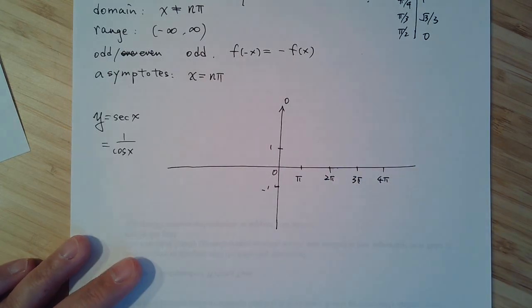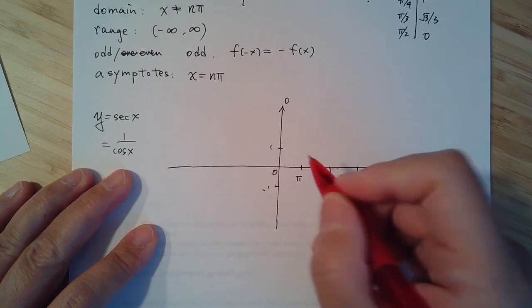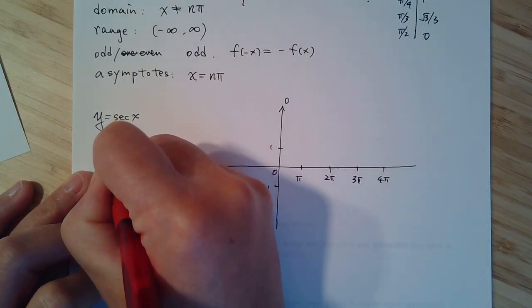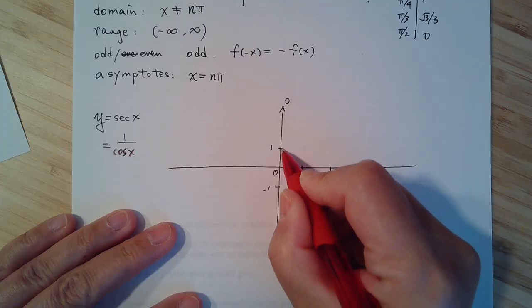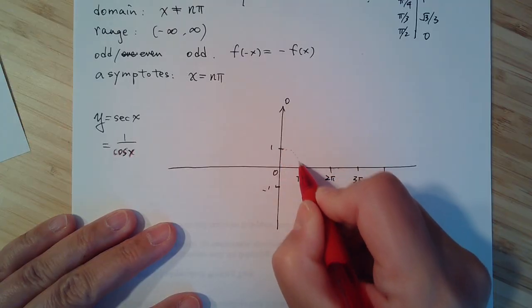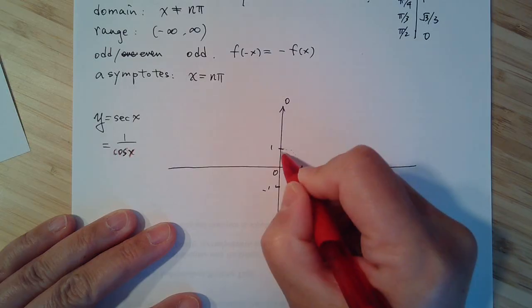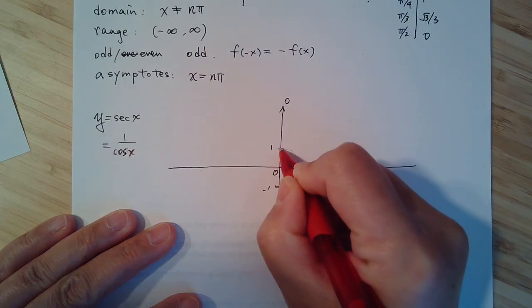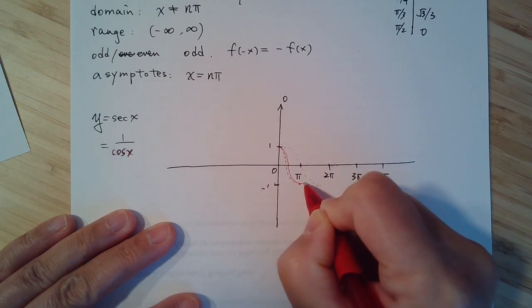Now, I'll use a different color. Let me use the red color to show the cosine. Let me make it cosine x. Cosine is this. I'm sorry, it should be here. I forgot where I put that. Let me just.